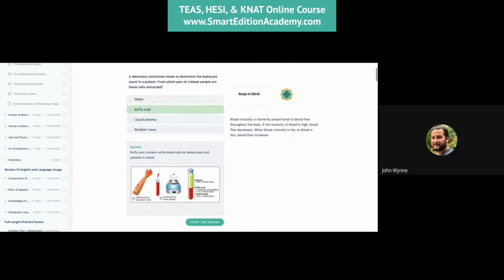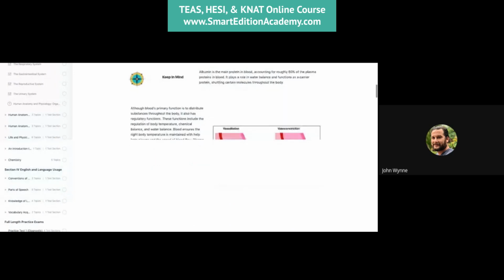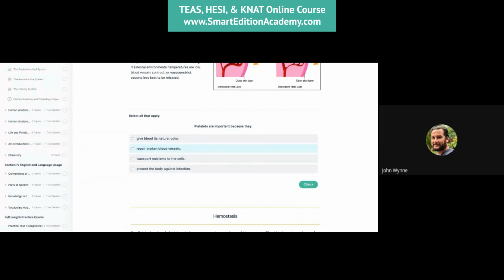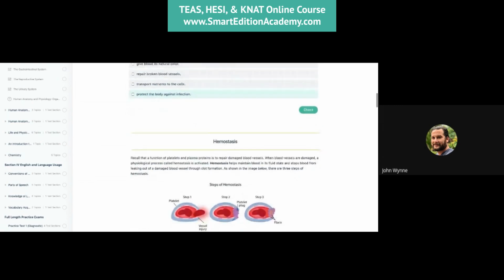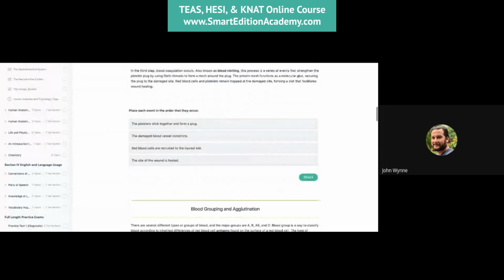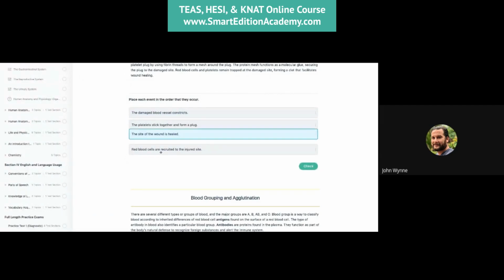So it's testing you on what you just studied. As we go through this, we also make it a point to not just have multiple choice questions. Now, all of these tests, the TEAS, HESI, Kaplan, are multiple choice, but it's not always the best way to learn. So in addition to lots of images and illustrations, you get questions like this that ask you to place each event in the order that they occur, and you would have to drag this around and order them correctly.